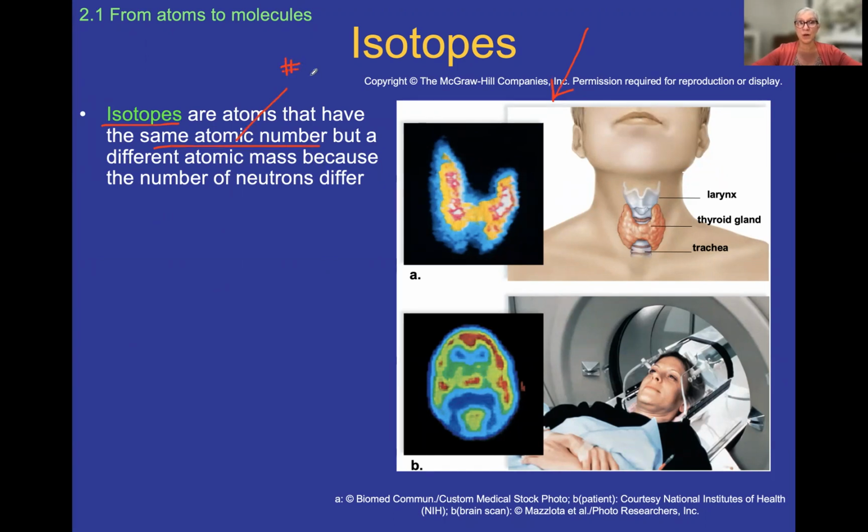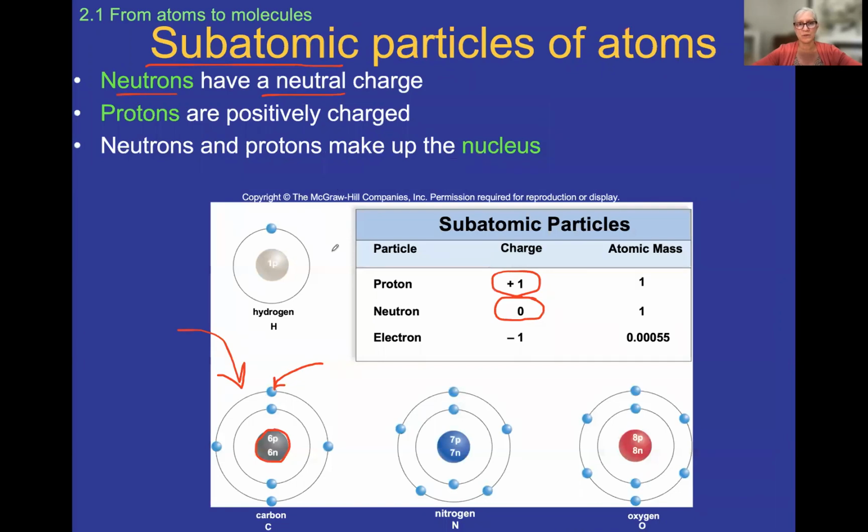So let's say it's carbon. And carbon always has 6 protons, but it will have a different number of neutrons. Remember how protons and neutrons are in the center of the atom? Let's go back to this picture. Protons and neutrons in the center.